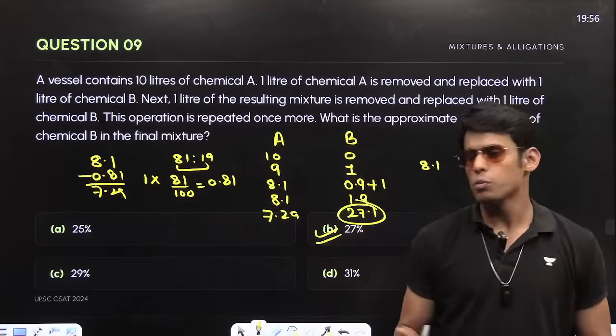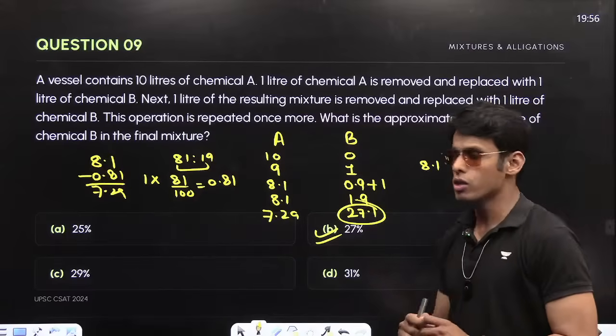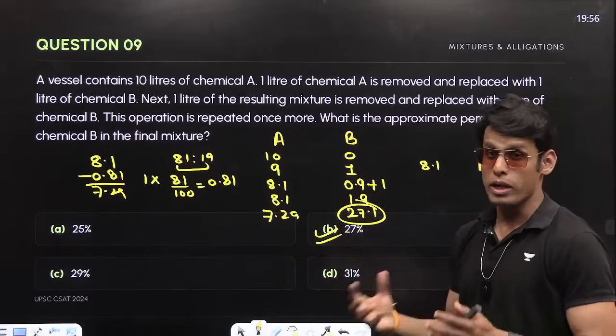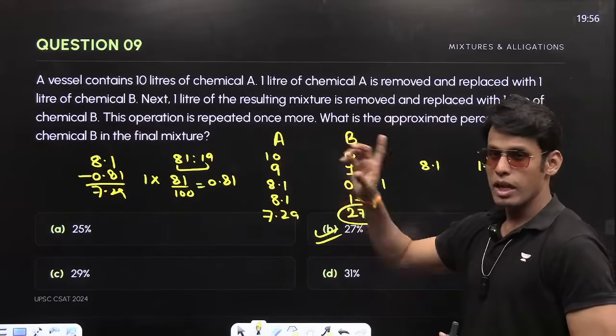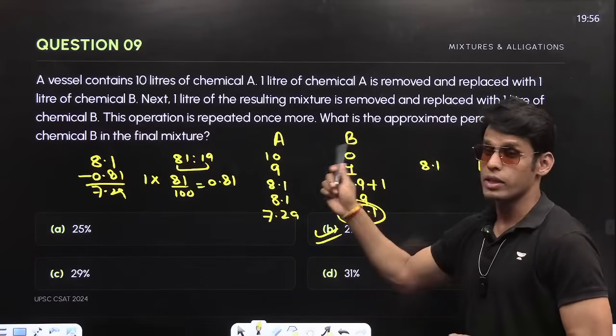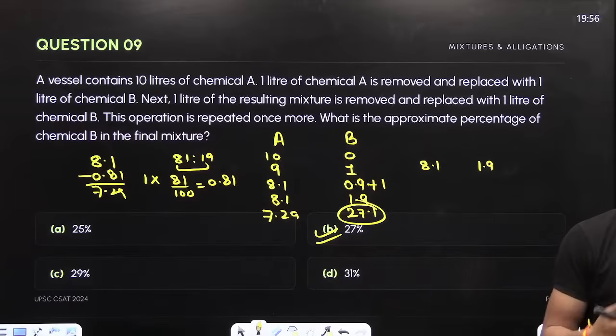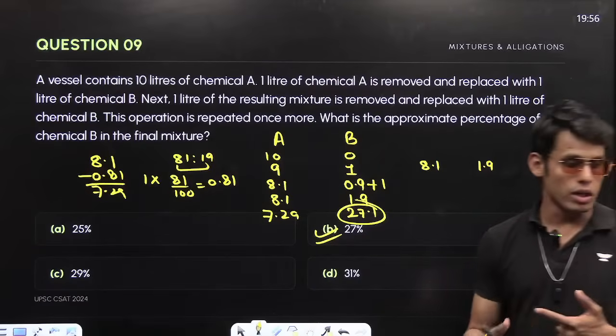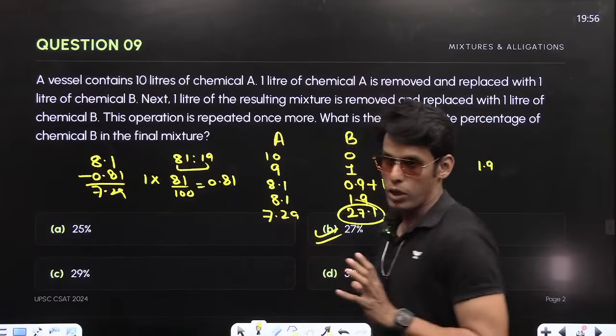I found this particularly very confusing because I also took around 2 minutes to solve this problem. In my opinion, this is a tough problem, and the majority of learners would have skipped it because it was very confusing to understand. I hope you are getting my point.